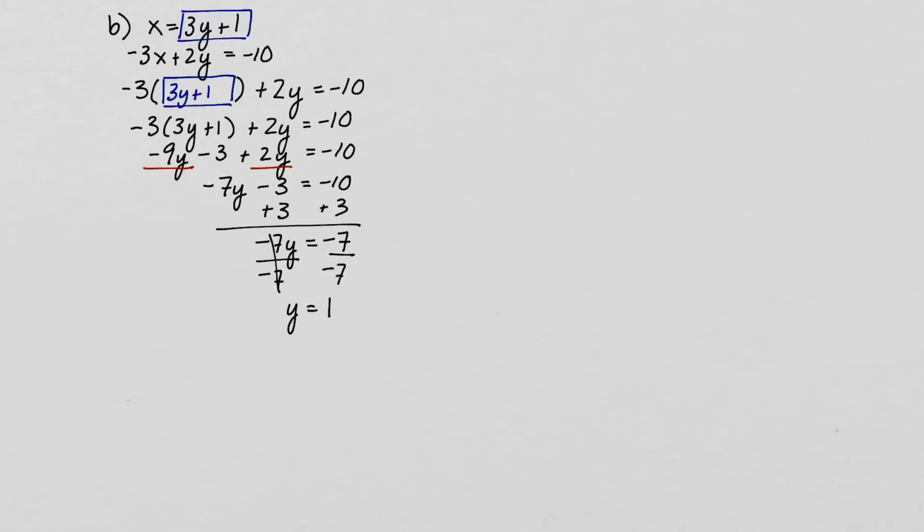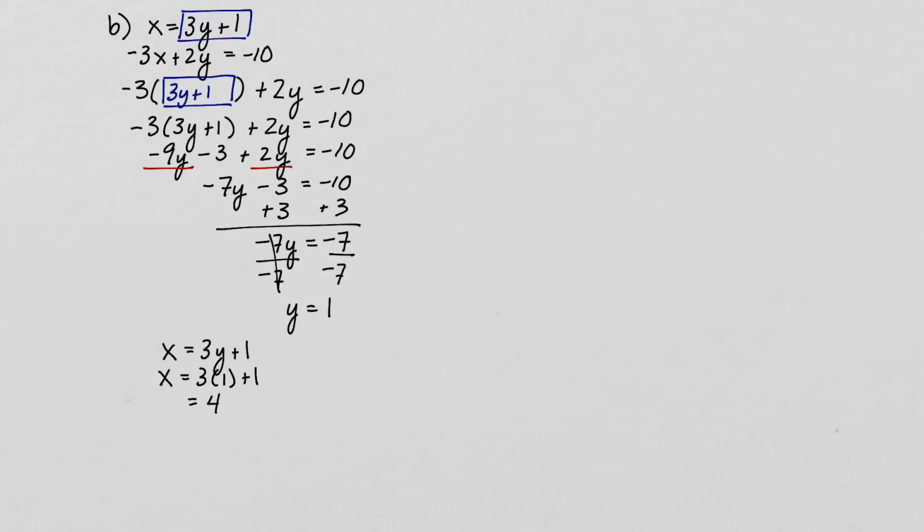And then I can pick whichever equation I want up here. I'm going to pick this first one, but I could have just as easily plugged it into the second one. It does not matter. And so if I take that first equation, x equals 3y plus 1, and I know that y equals 1, I plug it in here. So when I plug it in, I get x equals 3 times 1 plus 1, and 3 times 1 is 3, plus 1 is 4.